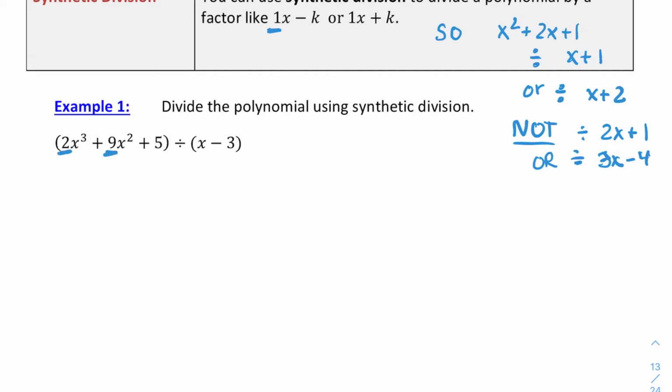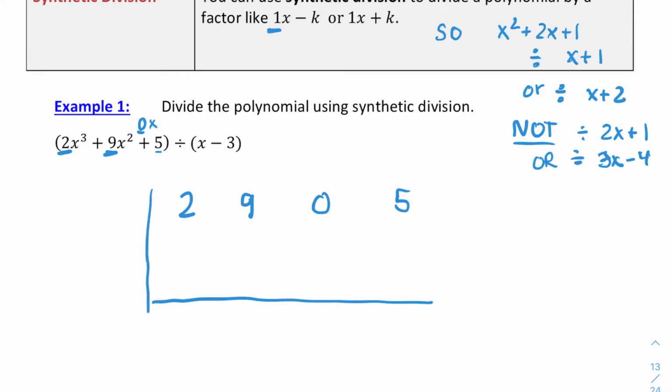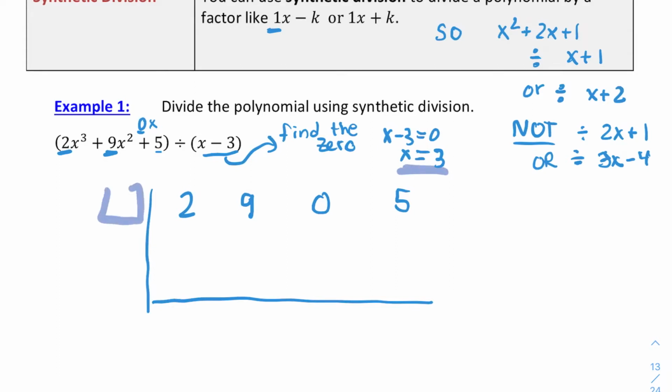How it works is you are going to make sure you aren't missing any terms. So like long division, I'm going to put a placeholder in for 0x to the first, and then I'm going to write those coefficients down. Now I'm going to figure out what makes what I'm dividing by equal to 0. So I'm going to find the 0 for my factor of x minus 3. That would be x equals 3. I'm going to take that value that makes it equal to 0 and put it on the outside here. So that'll be 3.